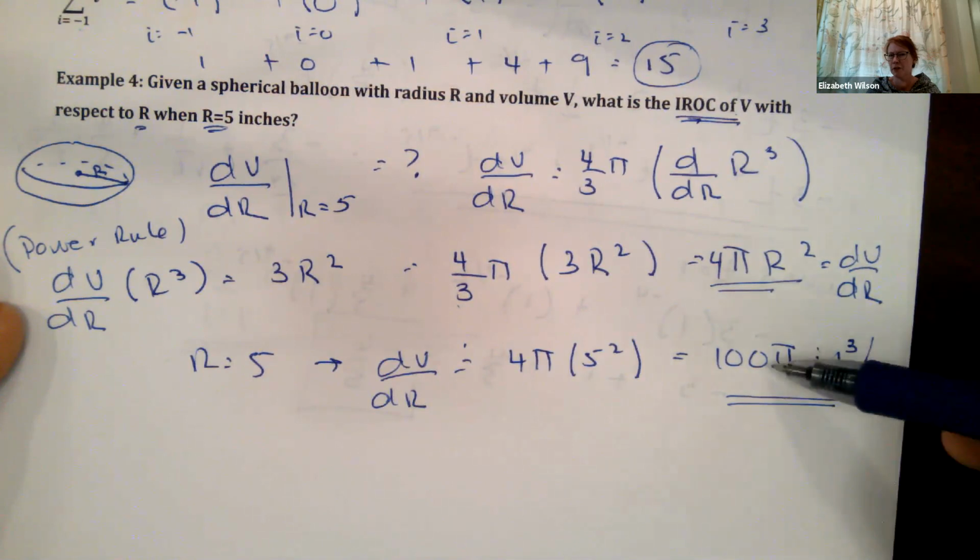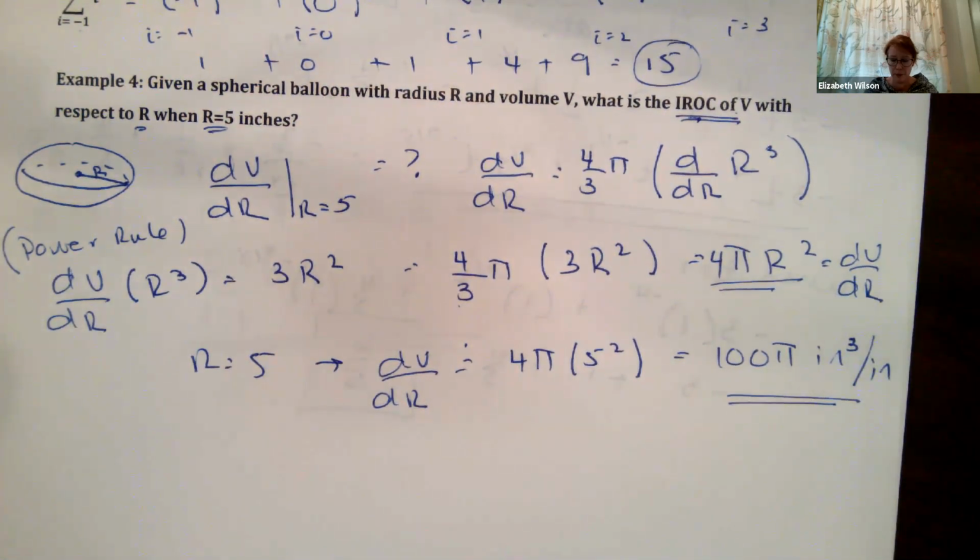All right. I left it in terms of pi. Leaving it in terms of pi is fine. You can multiply through if you want.